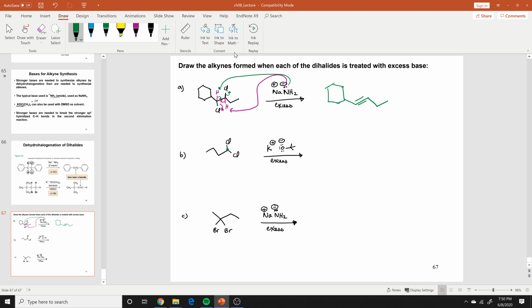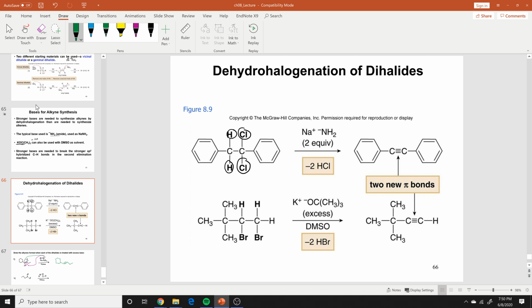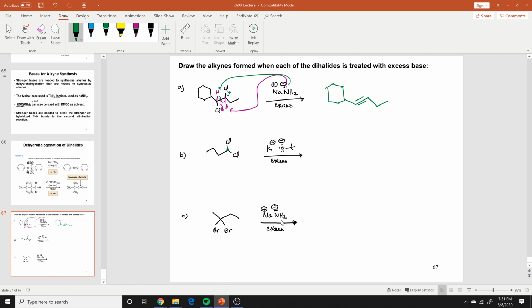Notice here I do have my chlorines. My chlorines are on the same carbon, and if they are on the same carbon, this is a geminal dihalide. So they are geminal dihalides again. These are the hydrogens that I'm working with. So the base is going to come, take the hydrogen, form a double bond, and chlorine is going to leave. It's going to come again, take the hydrogen, form a triple bond, and the chlorine is going to leave. So my triple bond is going to be here.